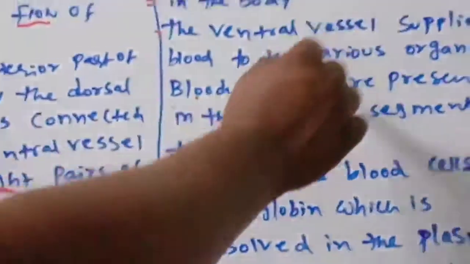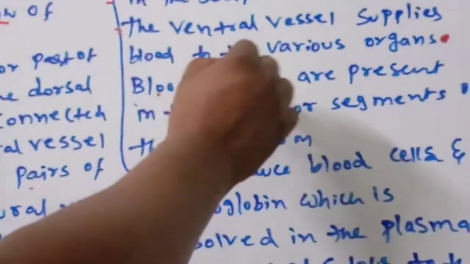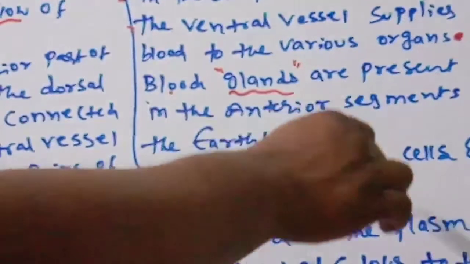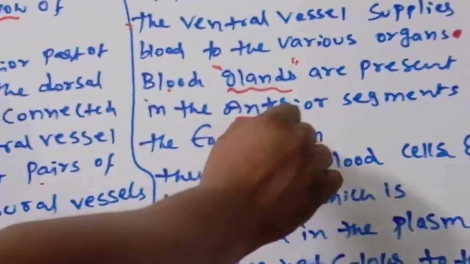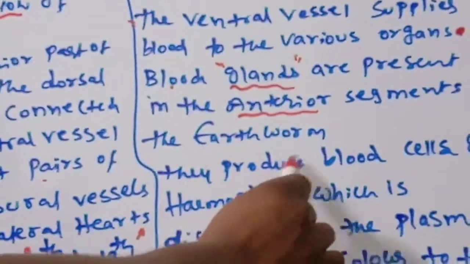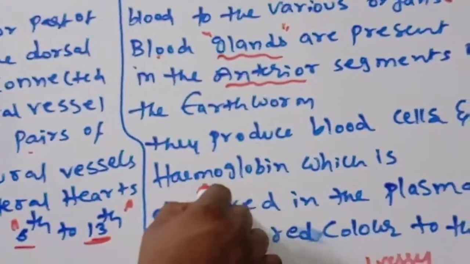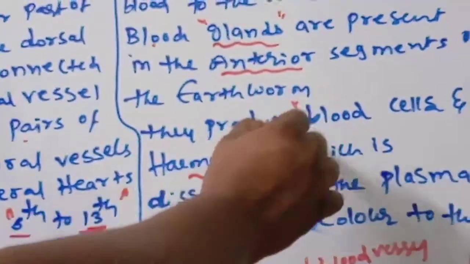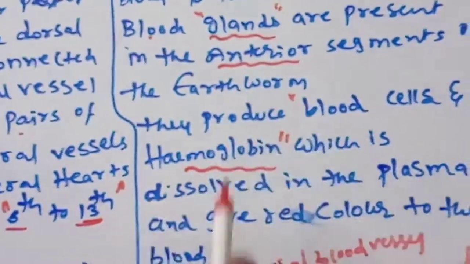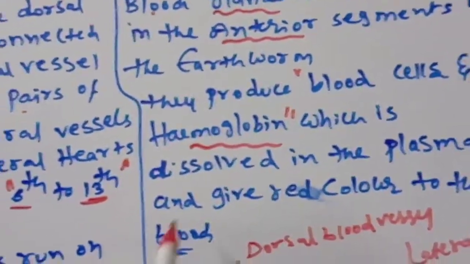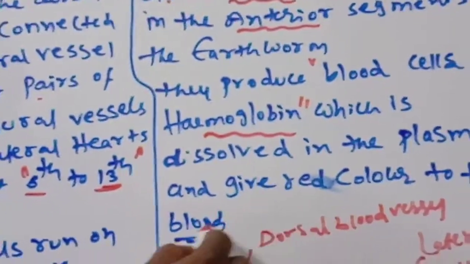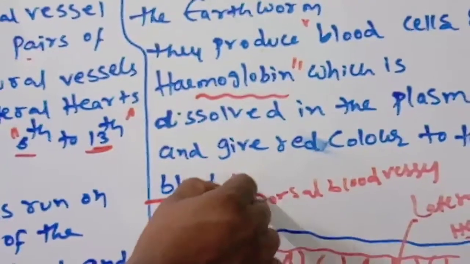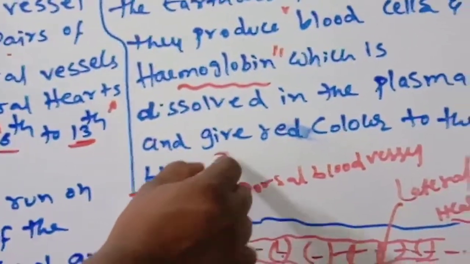Blood glands are also present. Blood glands are present in the anterior segments of the earthworm. They produce blood cells and hemoglobin, which dissolve in the plasma and give red color to the blood.